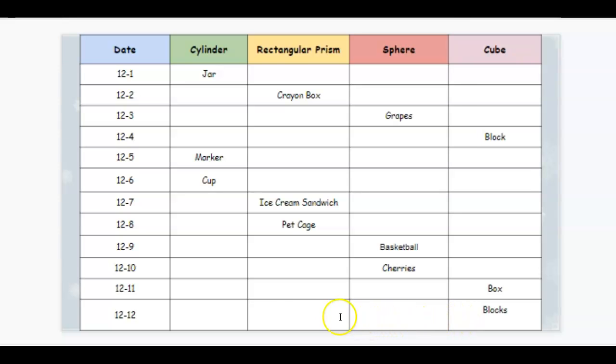So let's see what we had. We had 2 cylinders, 2 prisms, 2 spheres, and 2 cubes. So we went from 1 of each 3-dimensional shape up to 2 of each 3-dimensional shape. It will be very interesting to see if this pattern continues for the rest of the month.